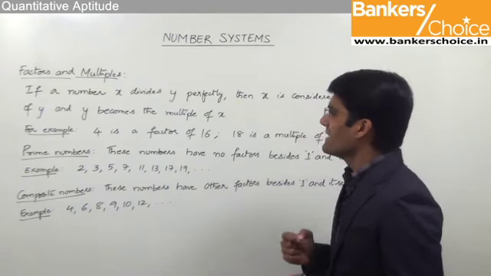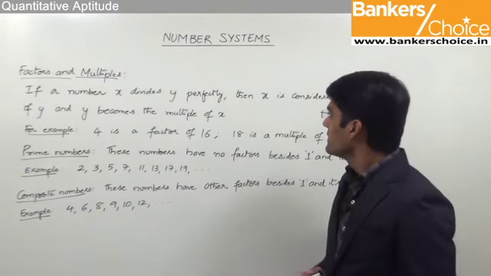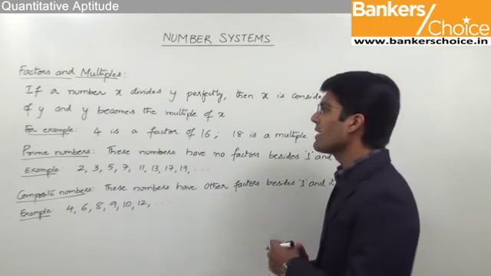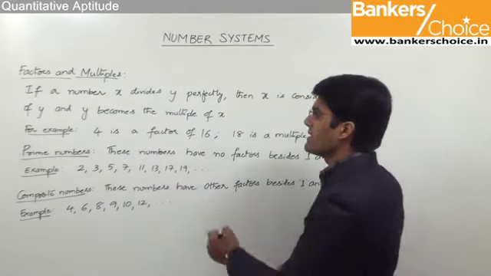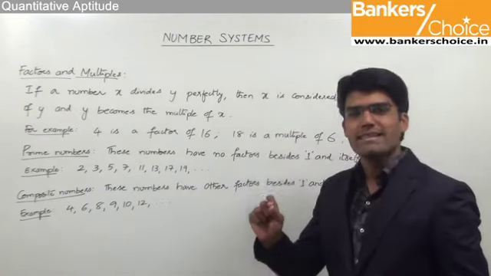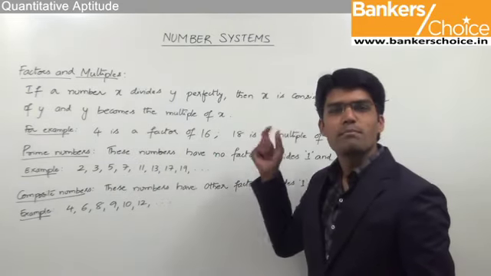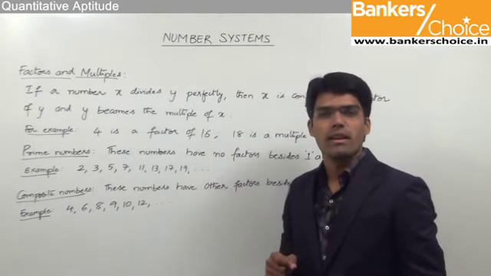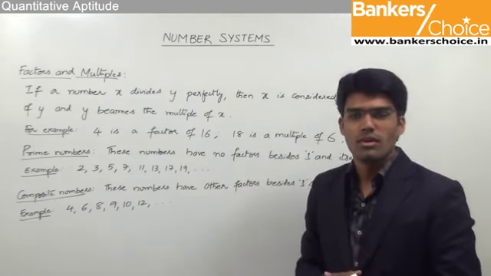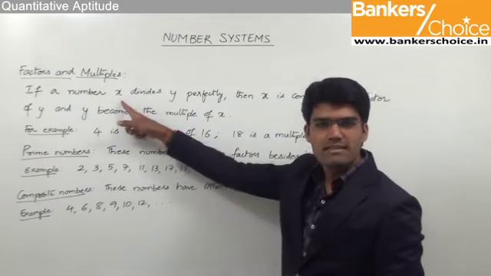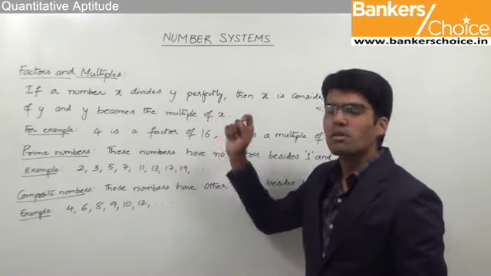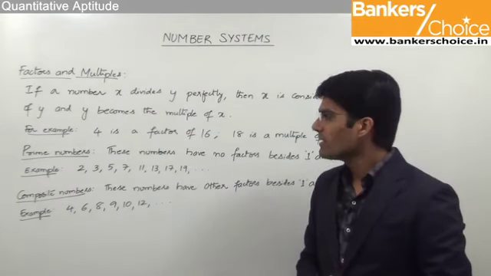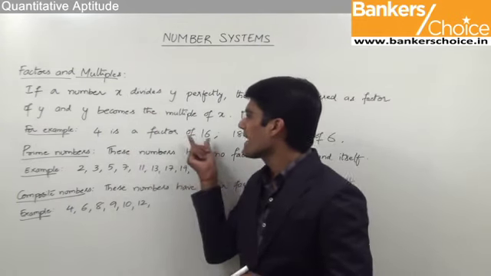If a number x divides y perfectly, then x is considered a factor of y and y becomes the multiple of x. So as given here, when a number x divides some other number y perfectly, what is meant by perfect division? A perfect division is one where the remainder is 0. So in such cases, the number x is referred to as a factor of the number y and y is called the multiple of x. For example, 4 is a factor of 16.